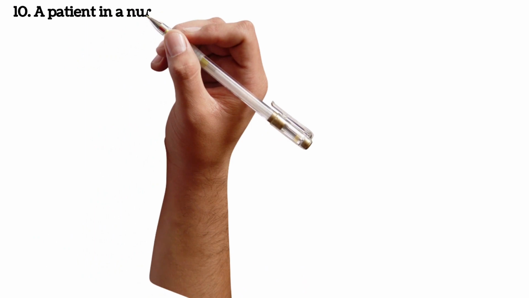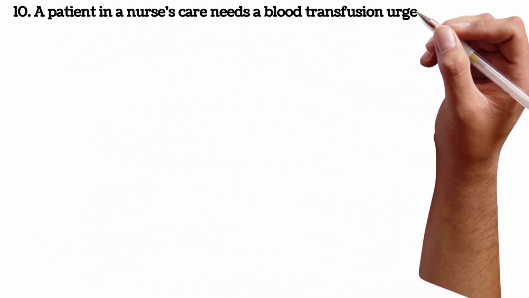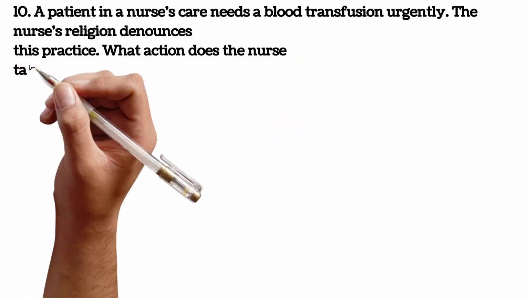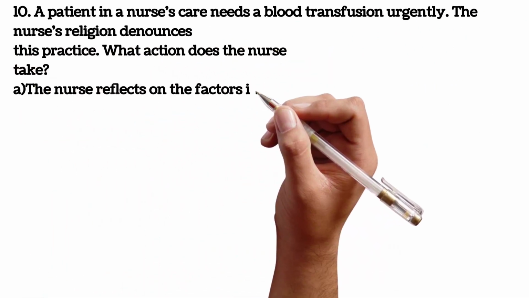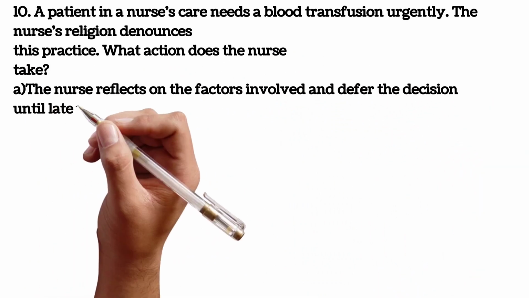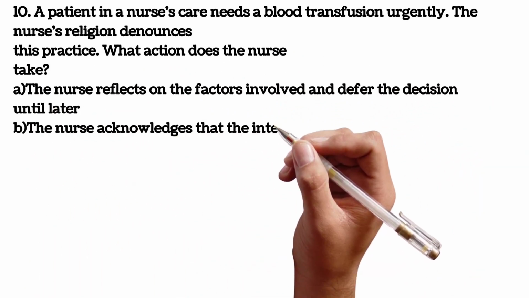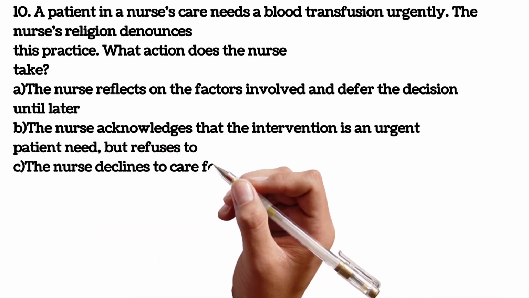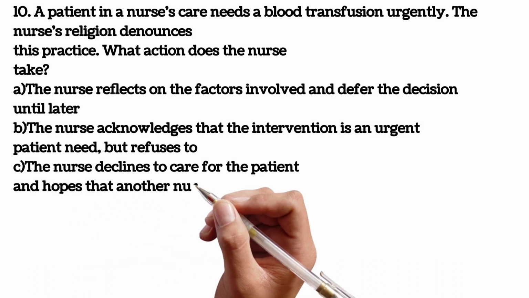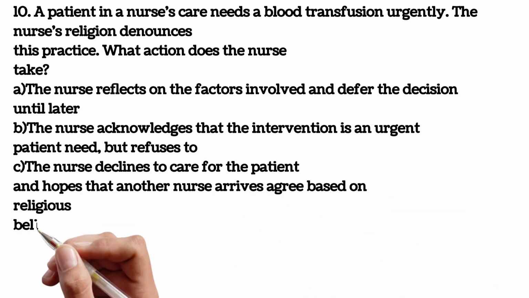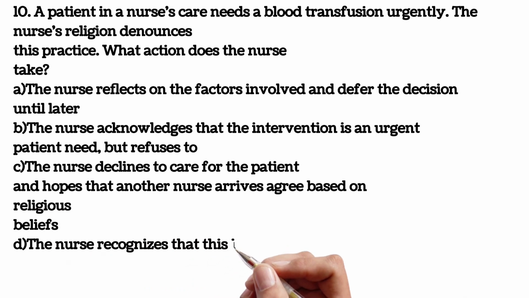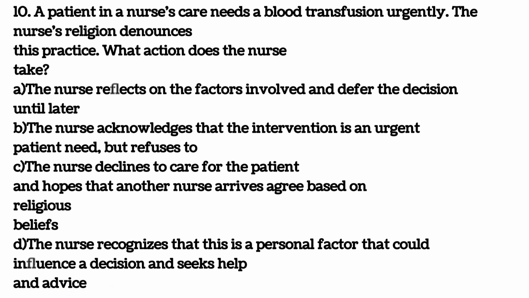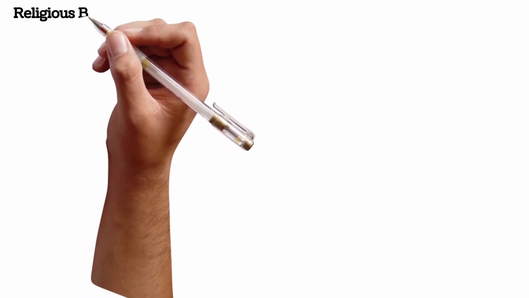10. A patient in a nurse's care needs a blood transfusion urgently. The nurse's religion denounces this practice. What action does the nurse take? A. The nurse reflects on the factors involved and defers the decision until later. B. The nurse acknowledges that the intervention is an urgent patient need, but refuses to agree based on religious beliefs. C. The nurse declines to care for the patient and hopes that another nurse arrives. D. The nurse recognizes that this is a personal factor that could influence a decision and seeks help and advice. Religious beliefs and patient care.